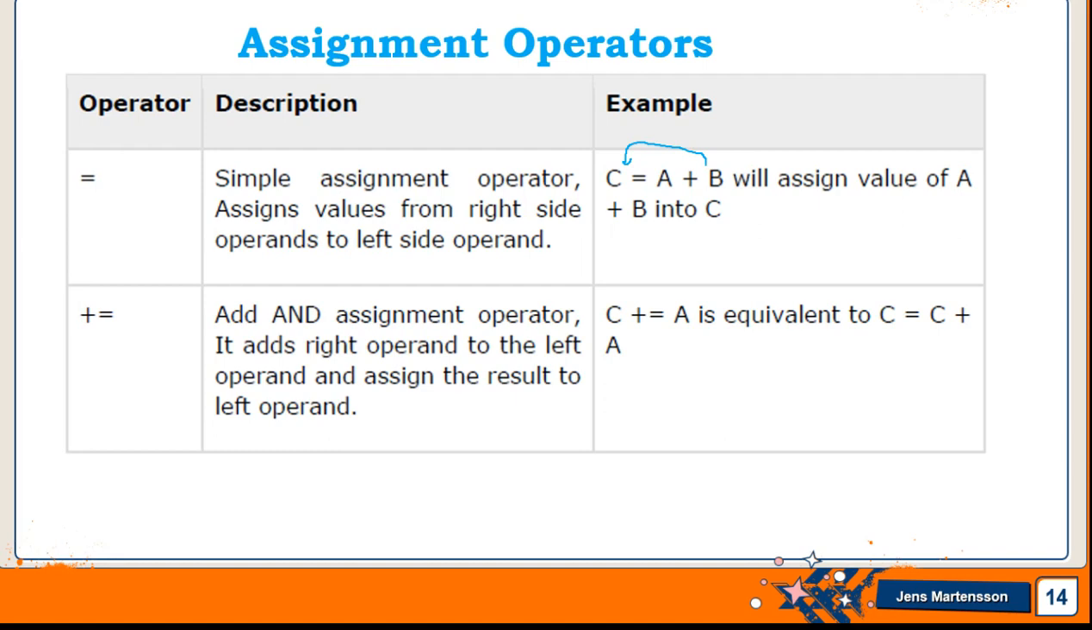Then we have what, the add and assignment operator. What is the meaning of this? So let's see, if we write this in C++, what does it actually mean? If we say we have C plus equal A, what does it mean? It means that C is equal to C plus A. So instead of writing C is equal to C plus A, we can just write this short one here, and it means the same thing.